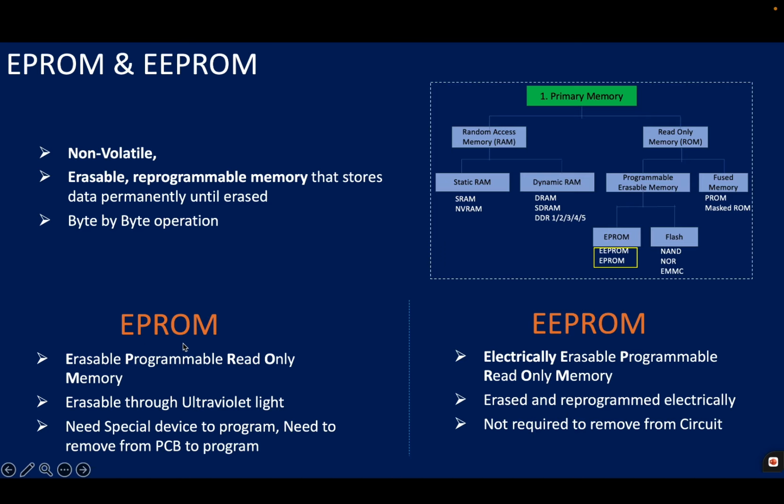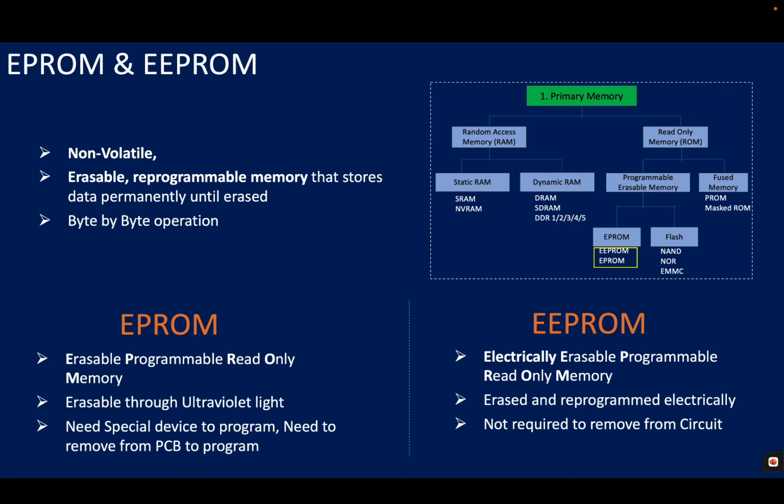EPROM stands for Erasable Programmable Read-Only Memory. In this memory, to erase the data, the chip must be exposed to ultraviolet light. Once erased, new data can be written again using a special programming device. As this needs a special device, this memory needs to be removed from the PCB to program. This memory played a major role in electronics before being replaced by EEPROM and flash memory, which allows electrical erasing.